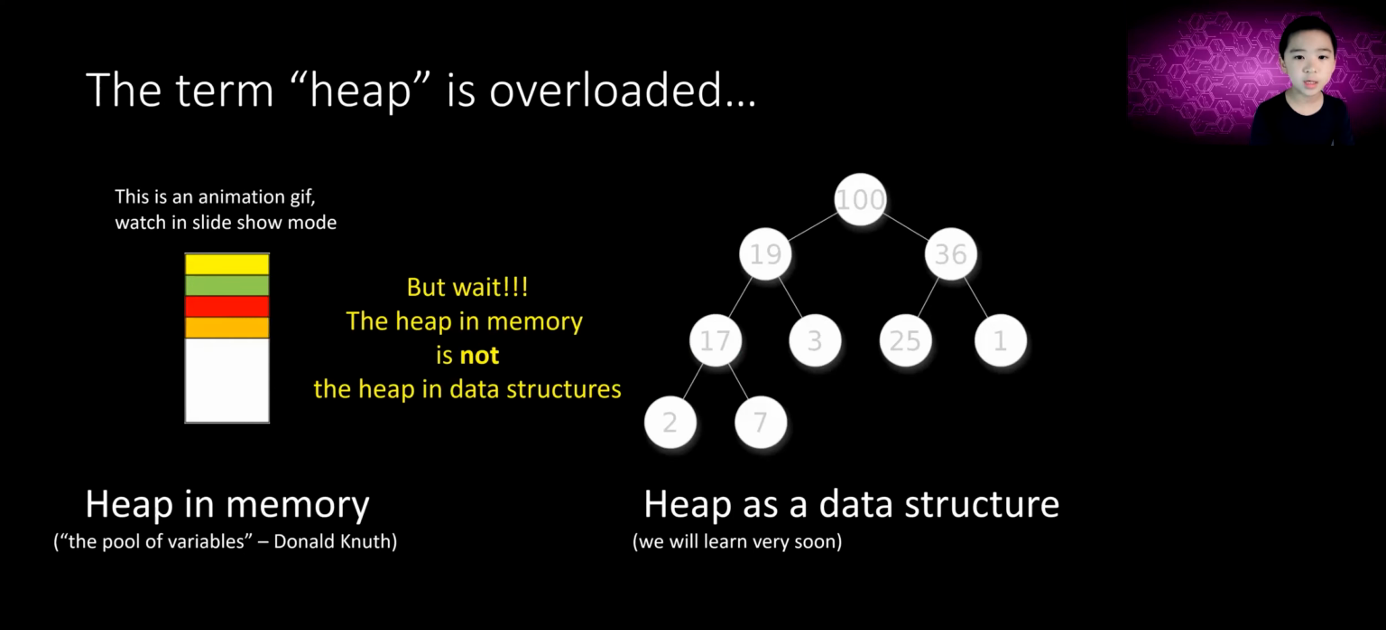When we talk about the heap, this term is overloaded. That means it has two totally different meanings. On the left side, we see the heap in memory, which is used to store dynamic variables. But later in this course, we will learn the heap as a data structure. This kind of heap is a tree where it maintains the biggest value at the top, and each subtree is also a heap.